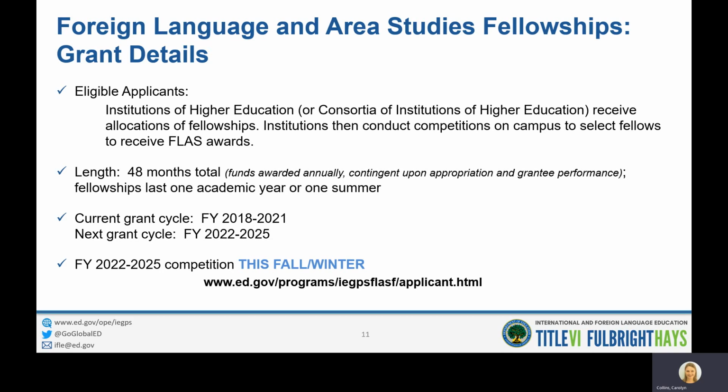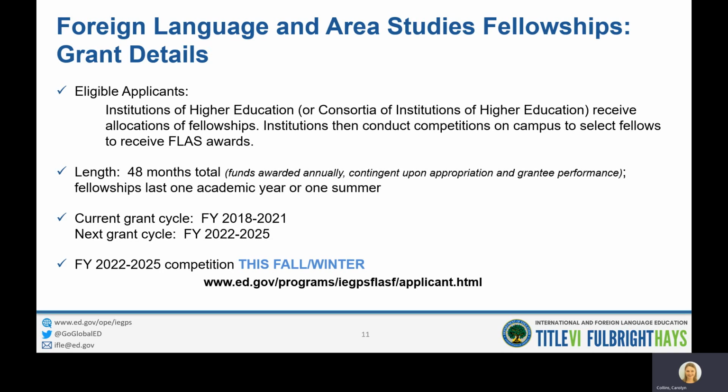The length of the FLAS fellowship grant, like NRC, is 48 months, so 4 years, but those funds are awarded annually, contingent upon appropriation from Congress and grantee performance. The fellowships themselves, again, the fellowships that are awarded and administered directly by the institution with the allocation, last for 1 academic year or for 1 summer. The current grant cycle is going on until the end of fiscal year 2021. The next grant cycle will be for fiscal year 2022 through 2025, and that competition will be taking place this fall and winter.